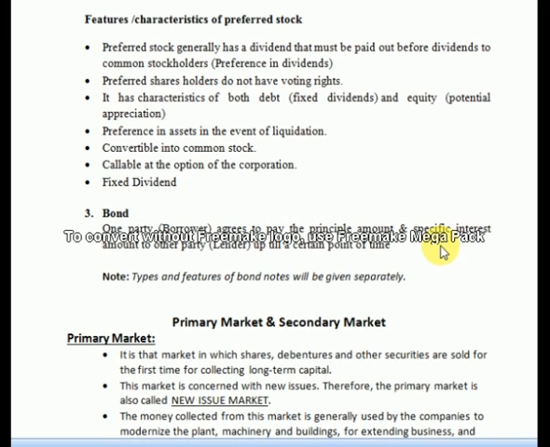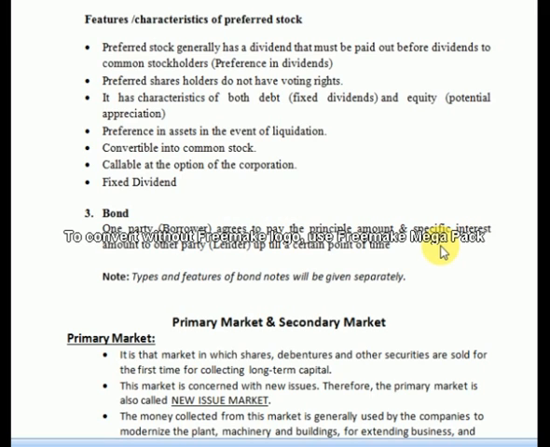So we will start our lecture from the remaining part of the previous lecture. In the previous lecture we discussed the bonds and the definition of the preferred stock, and we properly explained all the aspects of the preferred stock: what is preferred stock, how it will be issued, and how it will be traded in the secondary market.